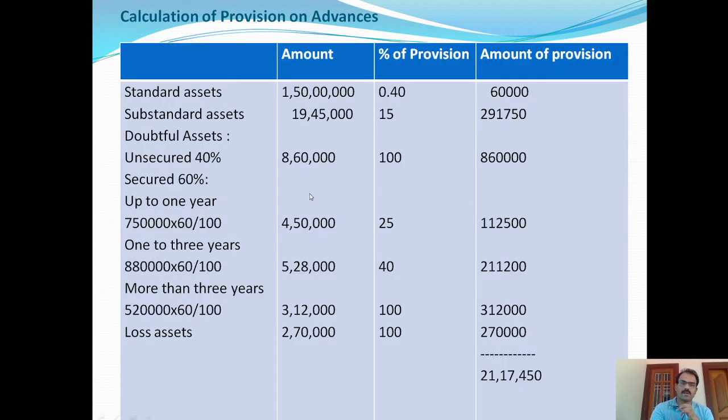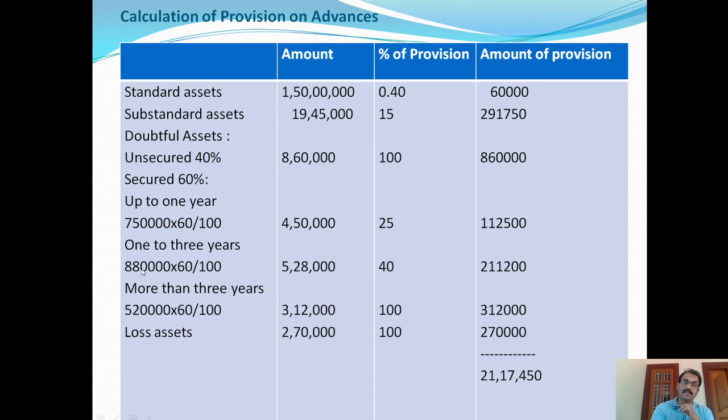Come to the answer part. Up to 1 year, 7,50,000. The unsecured portion is given here. So the secured portion is 60%: 7,50,000 into 60% is equal to 4,50,000. So here, up to 1 year, 25% provision is required. 4,50,000 into 25% is equal to 1,12,500. Then 1 to 3 years.